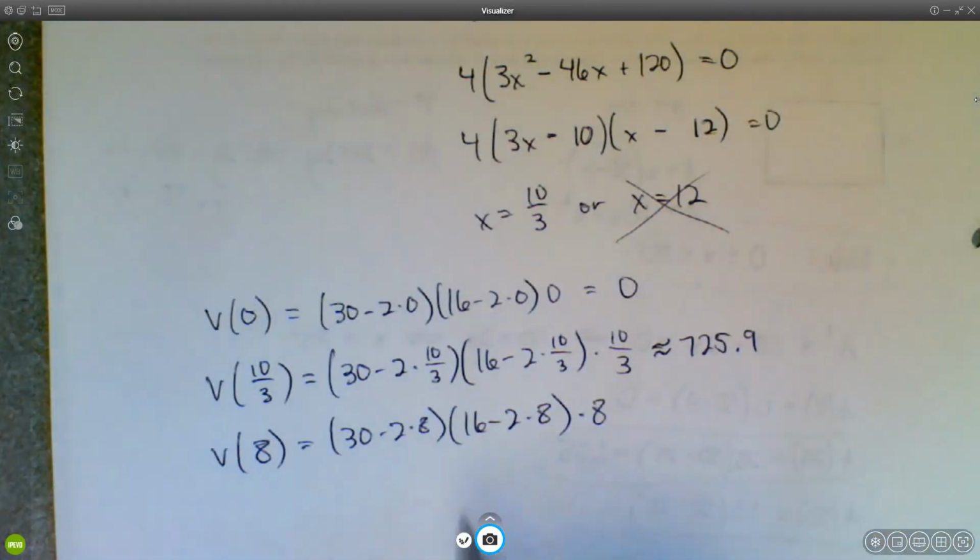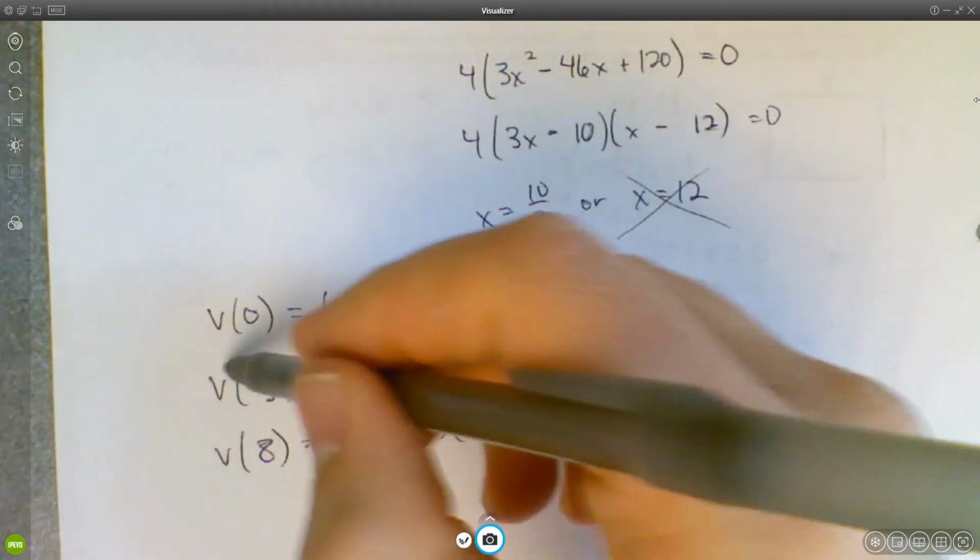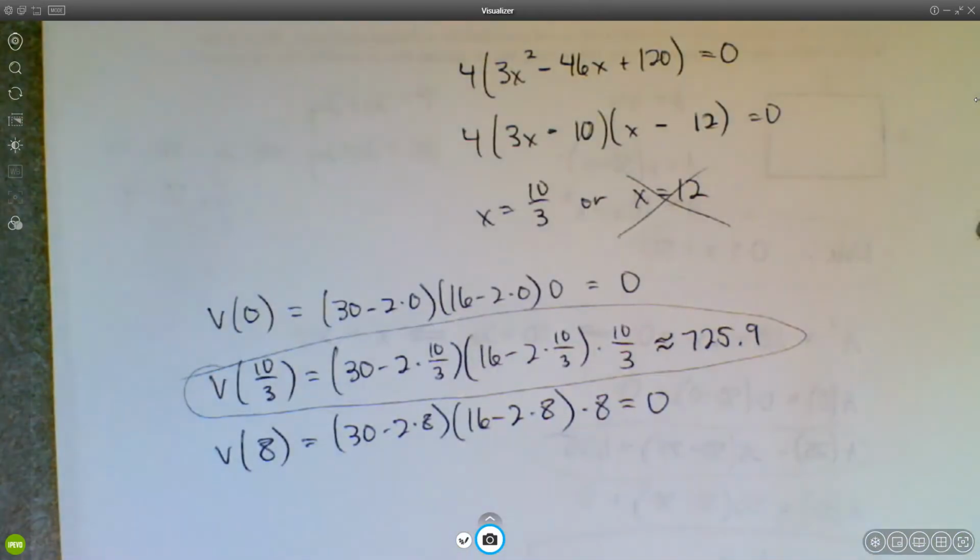I should stop writing this stuff out because I think you understand where it's coming from. But anyway, so we'd have 30 minus 16 times, 16 minus 16 is going to be 0 again. So this is just 0. Oh, well, there you go. So obviously this is the thing that maximizes the volume.